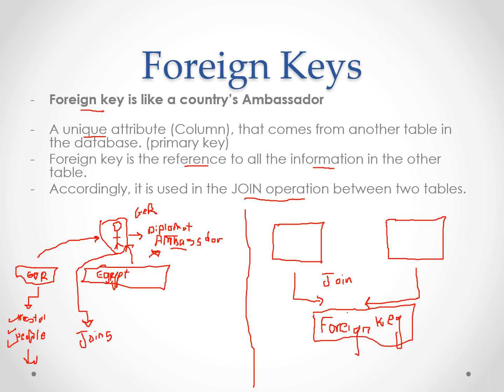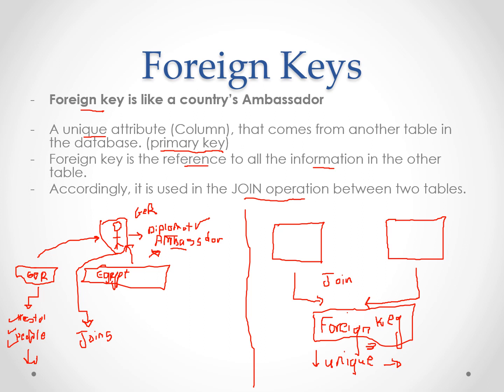Okay, so we also said that the ambassador is unique because he's a diplomat. So same goes for foreign keys. Foreign keys must be unique. In case of databases, any attribute or column that we call unique, which means this attribute's values cannot be repeated inside a database, if you remember, is called what? Yes, exactly, a primary key.